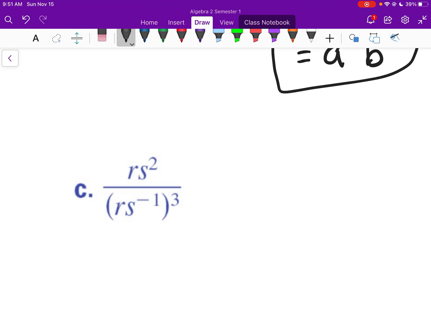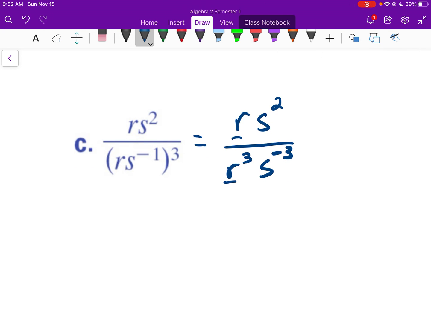C, we got rs squared over the quantity rs to the -1st cubed. So let's concentrate on the denominator there. Okay, let's just leave the rs squared by itself right away. Again, we got a power of a product, so we got to distribute that exponent of 3 to both r and s. So we got r cubed and s, and again, it's a power to a power, so we multiply to the -3rd. Now, whenever you're simplifying, okay, you should not have two of the same base on top and bottom. So since I have an r here and r here, we have more simplifying to do.